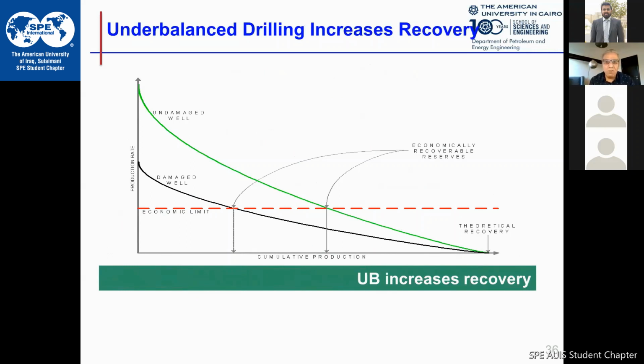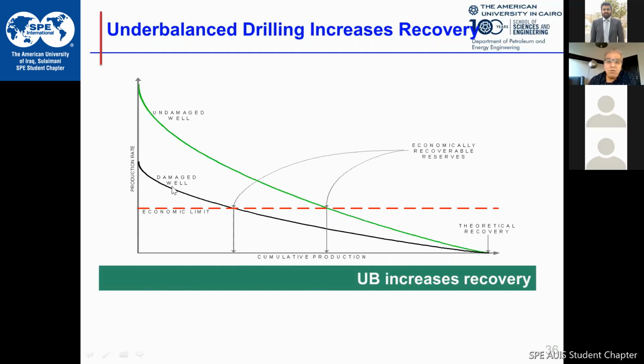Whether we produce under natural behavior of the reservoir, or we use, let's say, secondary and tertiary methods. Now, in this figure, we see in the y-axis the production, and we see the dashed line, which is the economic limit. We cannot go above this economic limit of production.